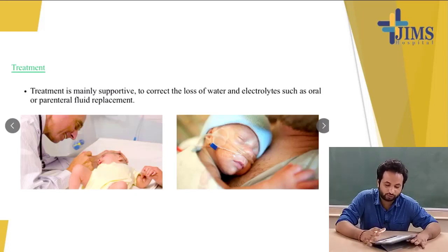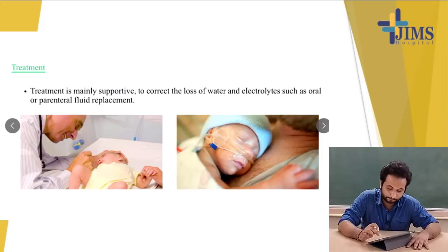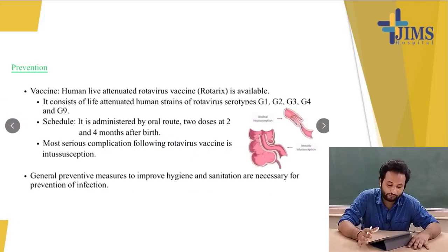Now treatment: there is no such specific treatment. Treatment is basically supportive. The loss of water and electrolytes is corrected by oral and parenteral fluid replacements. Now we come to prevention. Under prevention, there is one human live attenuated rotavirus vaccine available, which is known as Rotarix.